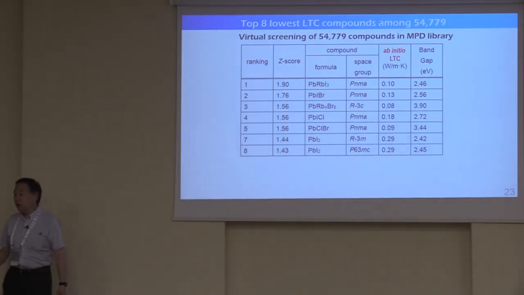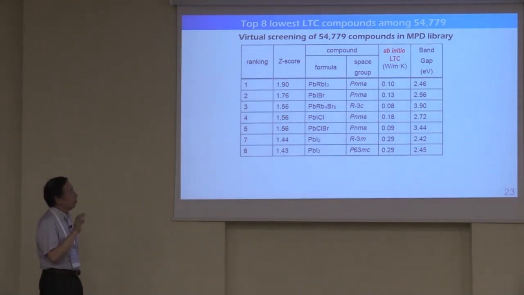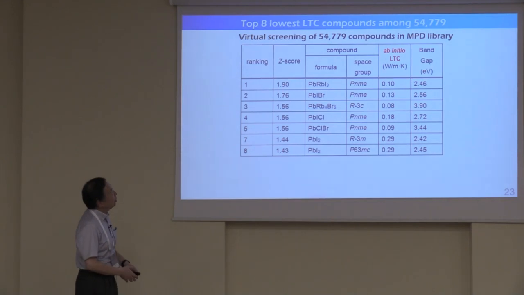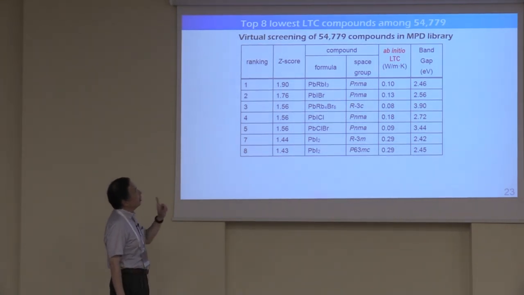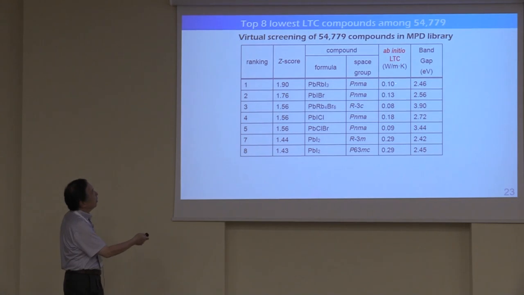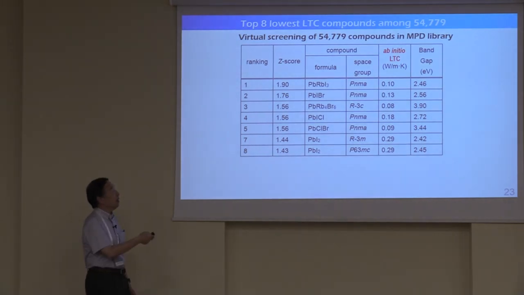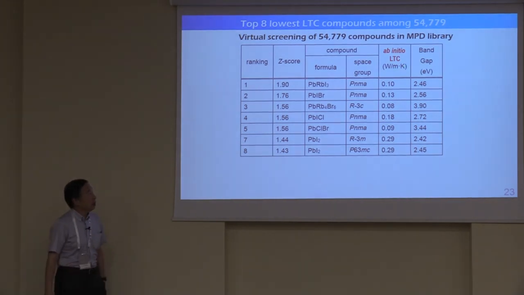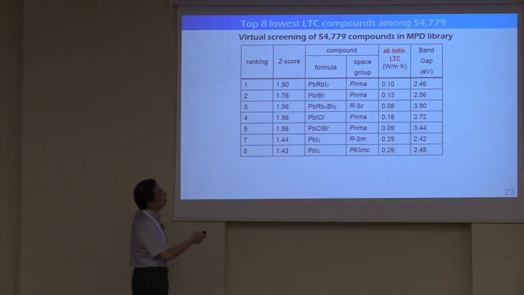Remember that we were interested in finding crystals which have lower thermal conductivity than the current ones. Window glass is something like 1 watt per meter Kelvin. So the first one already attained 0.1 watt per meter Kelvin. Of course, by some reputable calculation. But, well, they are not bad. Actually, they are quite good.